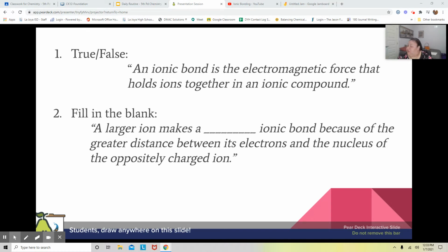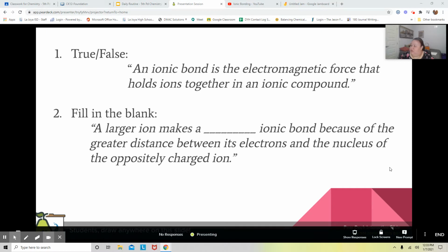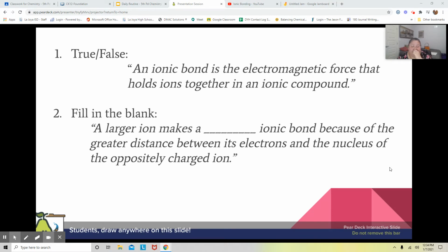Okay. Anybody else want to try it out? Oscar, what do you think? True or false? Alexia, what do you think? True or false for this question? Gabby, what do you think? ¿Qué piensas? Irvin, can I get a true or false from you? An ionic bond is the electromagnetic force that holds ions together within an ionic compound. True or false, Irvin, Oscar, Alexia, Jocelyn? What do you think?